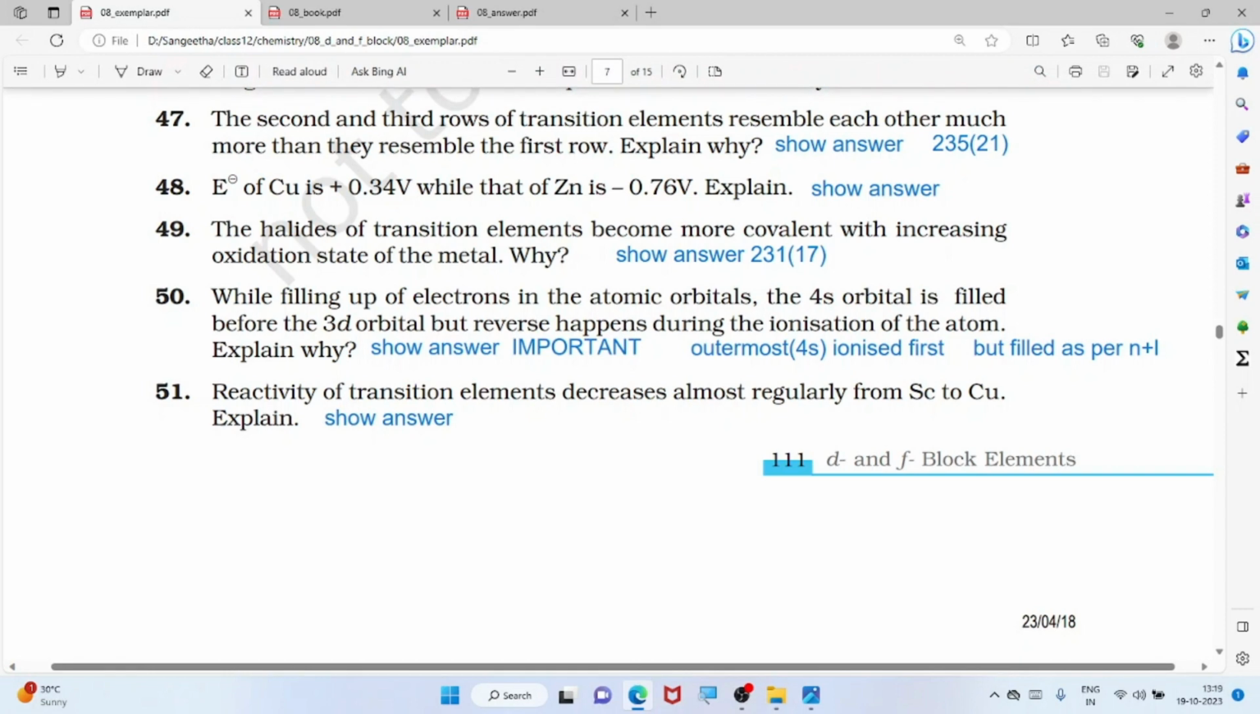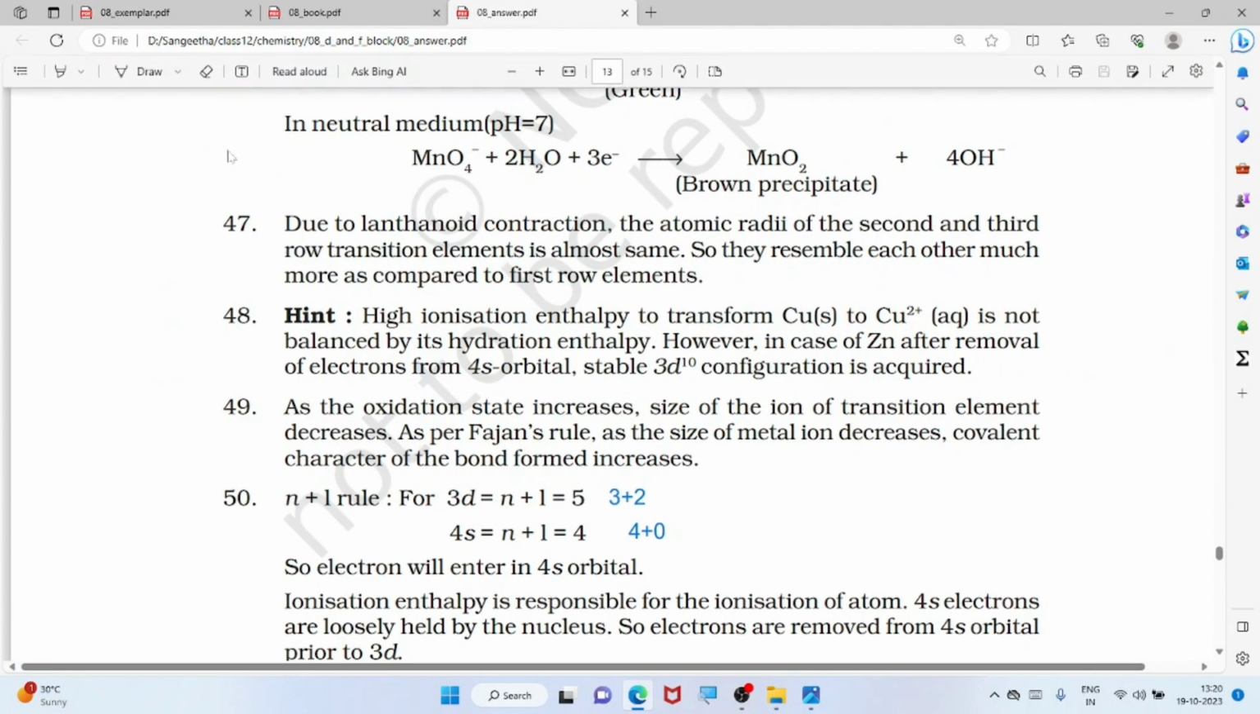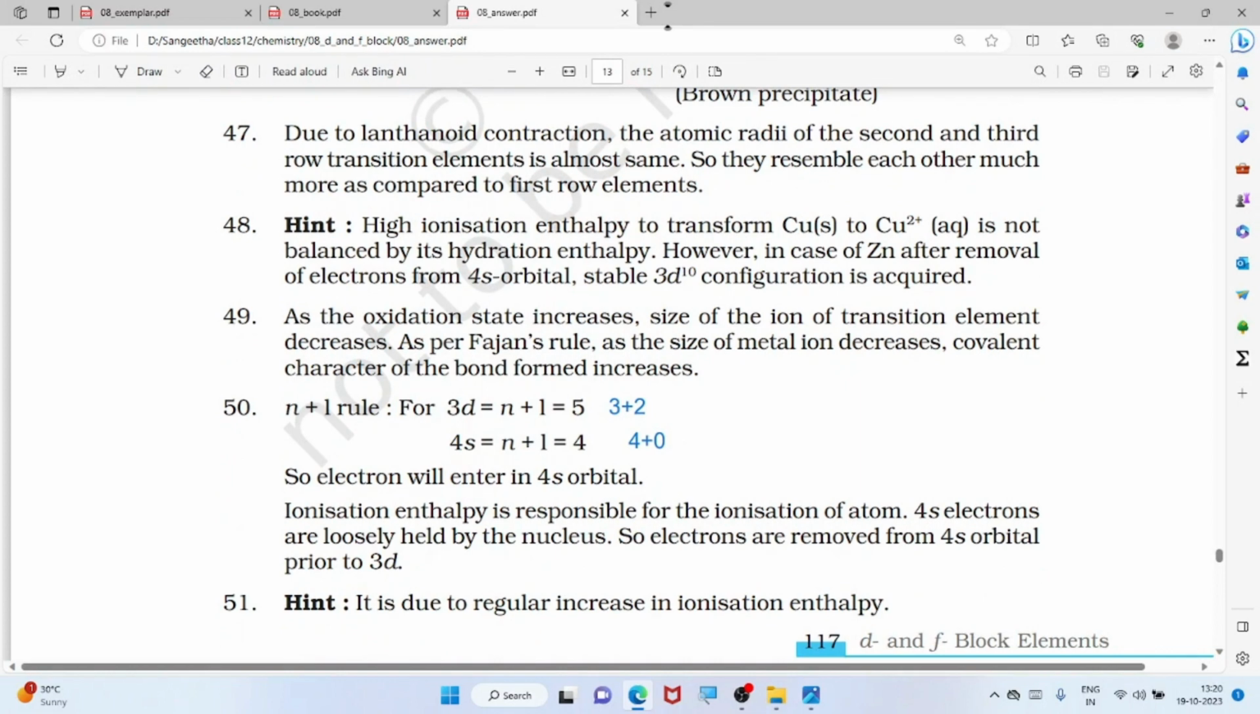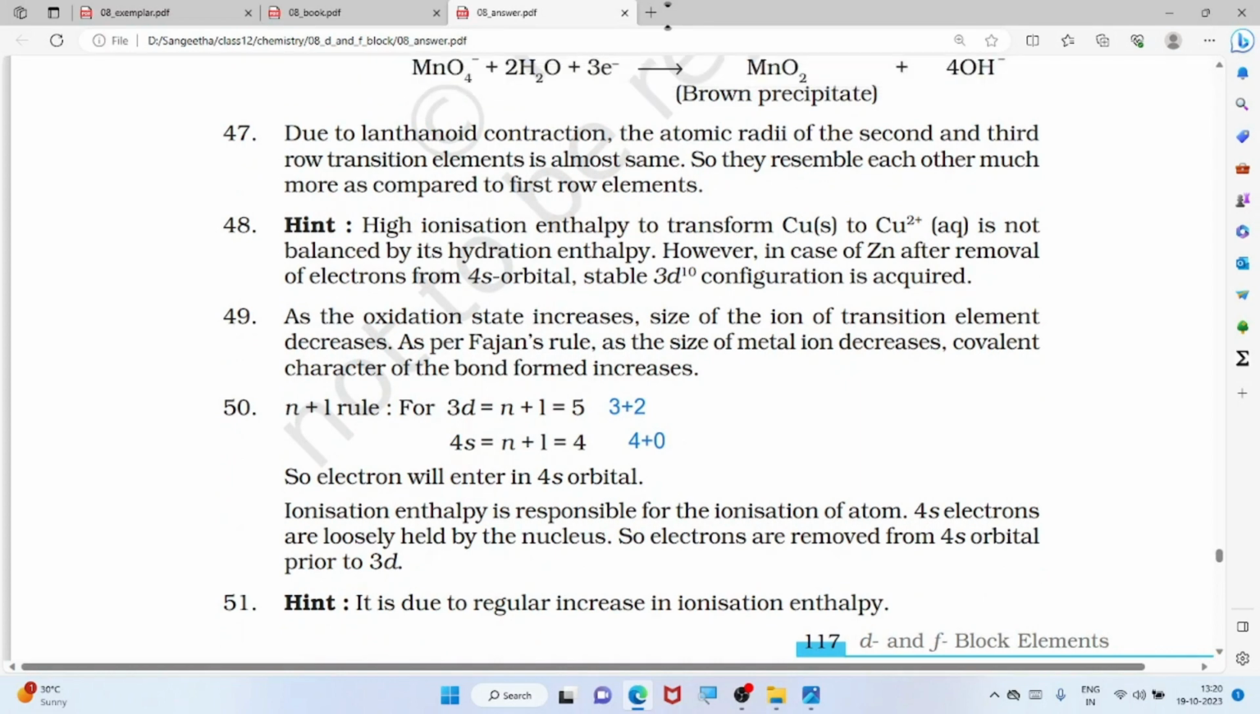The electrode potential of copper is this, while that of zinc is this. Explain. 48. Higher ionization enthalpy to transform copper to aqueous Cu2+ is not balanced by the hydration enthalpy. However, in the case of zinc, after removal of electrons from the 4s orbital, a stable 3d10 configuration is acquired.